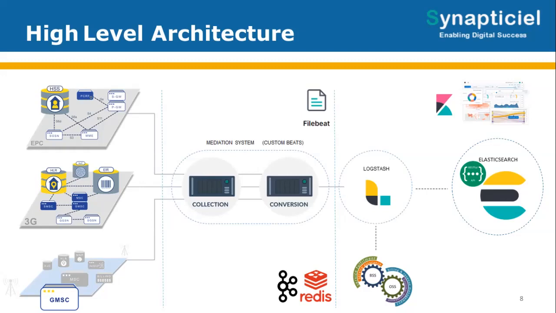If the operator has an existing mediation system, this mediation system can distribute files directly to Logstash for processing. Logstash also has the ability to stream the data directly from any queue like Kafka or Redis, and it can also stream the data from any SQL database, especially from any relational database that the BSS and OSS systems use.